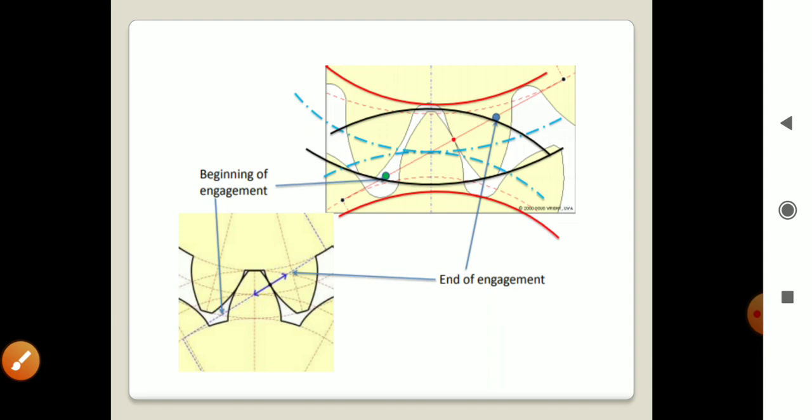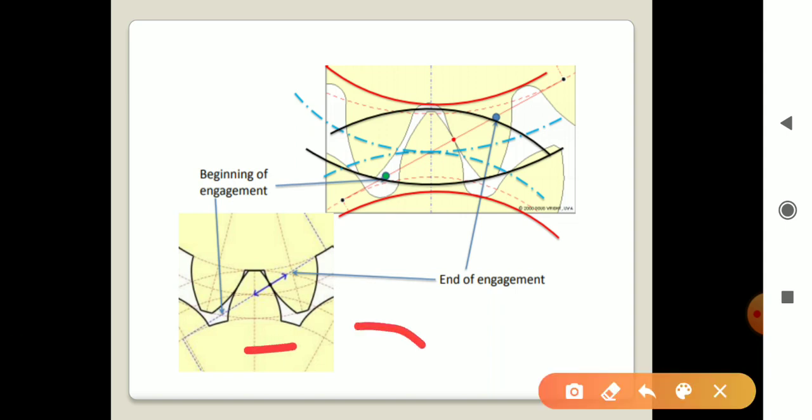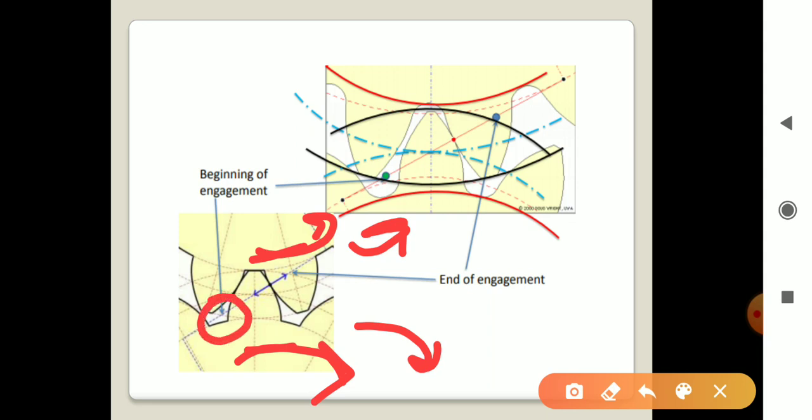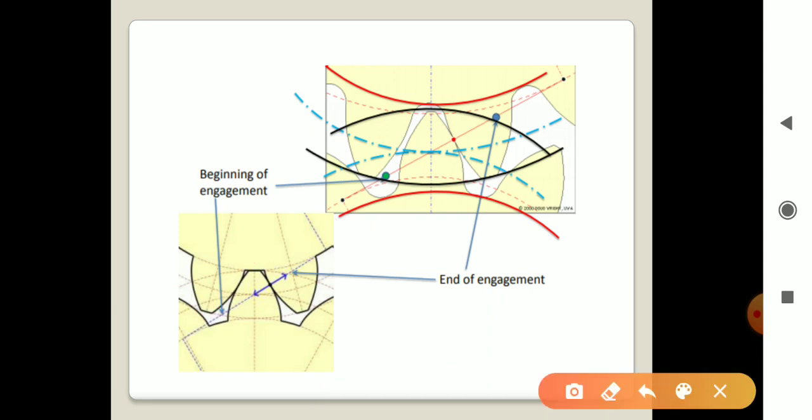This is the pictorial view of the beginning of engagement and end of engagement. Suppose this gear rotates in a clockwise manner, and this gear rotates in an anti-clockwise manner. Then here the beginning of engagement will be there. Similarly, in this figure, the engagement process will be there.